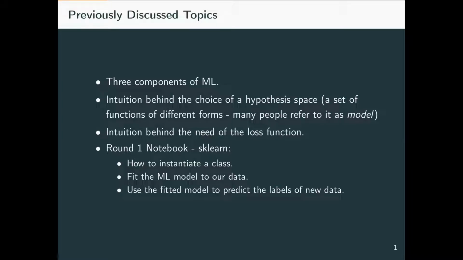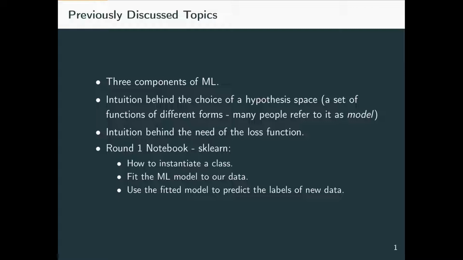Last week you already discussed some basic things, like the three components of ML, the basis of ML, and these were the data, the hypothesis space, and the loss function. So you discussed the attributes of data, like data point, features, labels, and then the intuition behind choosing a hypothesis space. The hypothesis space is a set of different functions. For example, it could be linear functions, so all straight lines, or it could be all polynomials of second degree. That's the hypothesis space.